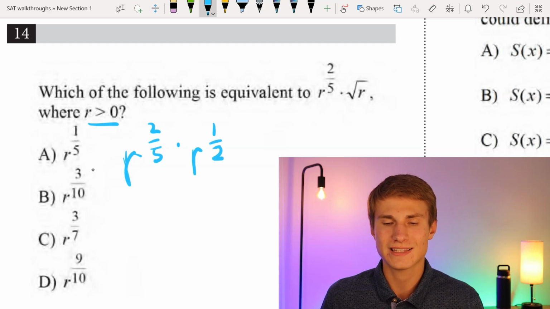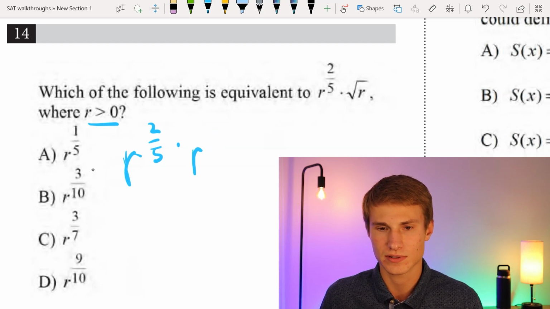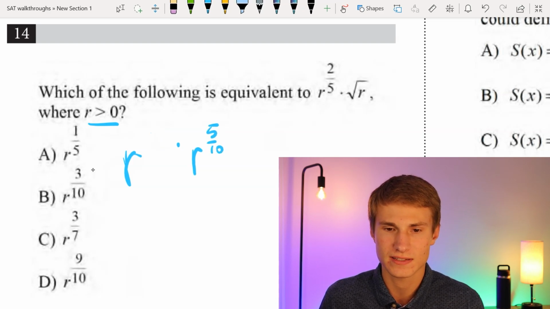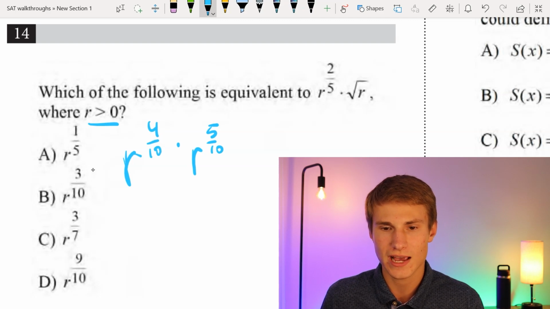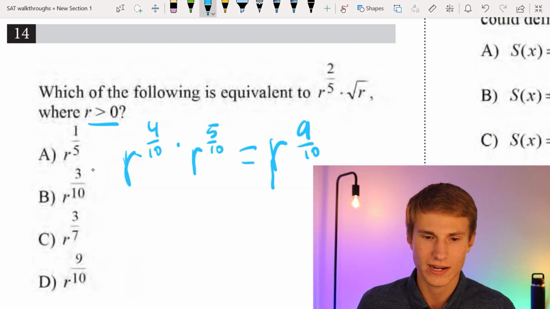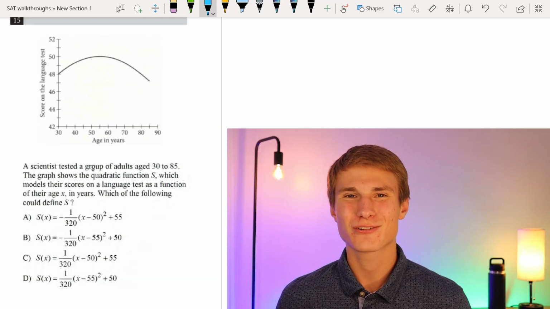Now from here, you have to get that common denominator so you can add these exponents together. Okay, so we'll go ahead and write 1/2 as 5/10, and we'll rewrite 2/5 as 4/10. All we got to do is add those exponents together, and we're going to get r to the power of 9/10. Okay, so our answer here is going to be answer choice D. All right, moving on to question number 15.